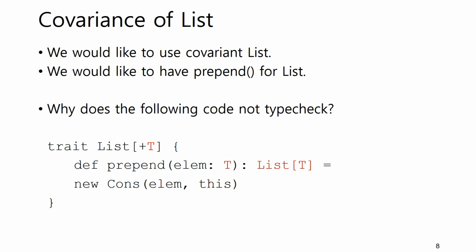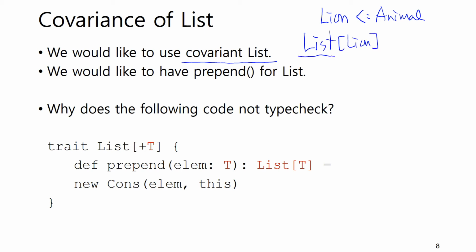As an example, let's consider a covariant list. If a list is covariant, it is very useful. Here's an example. Suppose that we have this subtyping relation: Lion is a subtype of Animal. And we have a type, List of Lion. If List is declared as covariant, this List[Lion] is automatically converted to List[Animal], which is very useful in practice.